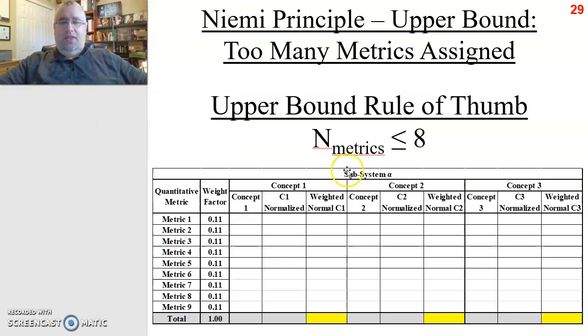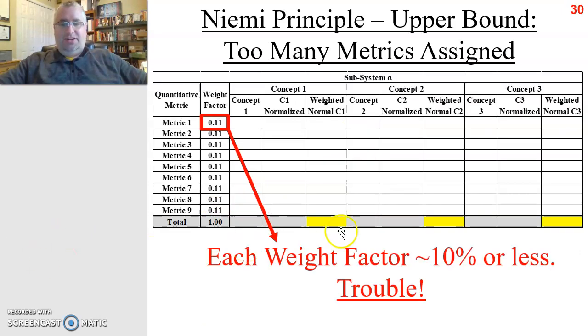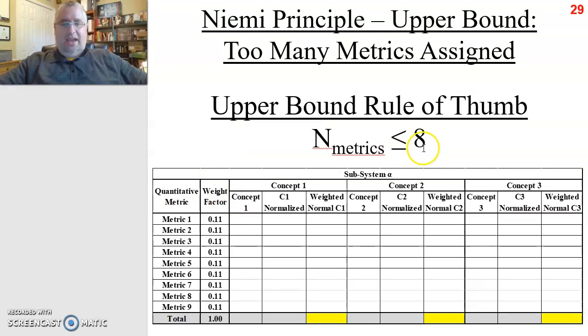So that's where this rule of thumb comes from, right? If you just assign each of these the exact same value, you end up in a situation where each one is about 10%, and that's usually right on the lower threshold, the lower bound of where they can have any influence. And so we say 8 or fewer, and that gives us this rule of thumb. So that's where it comes from.